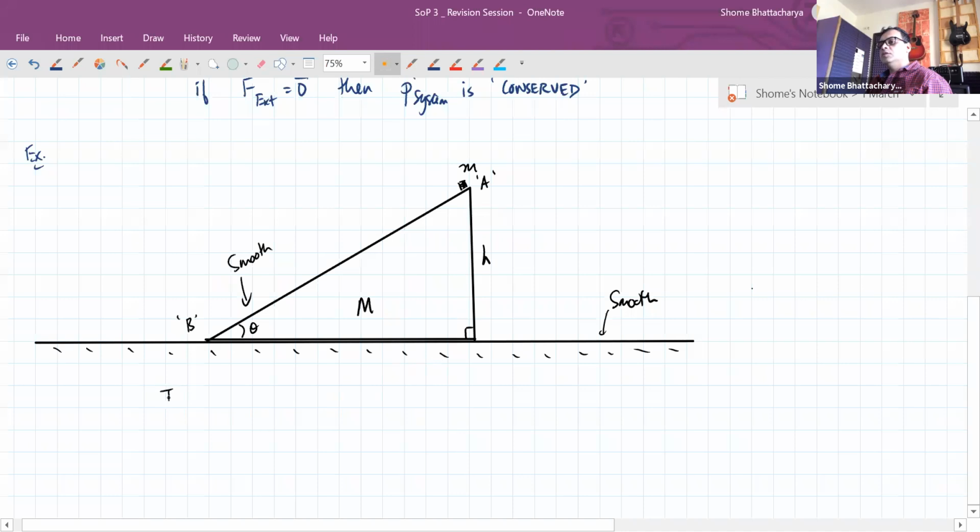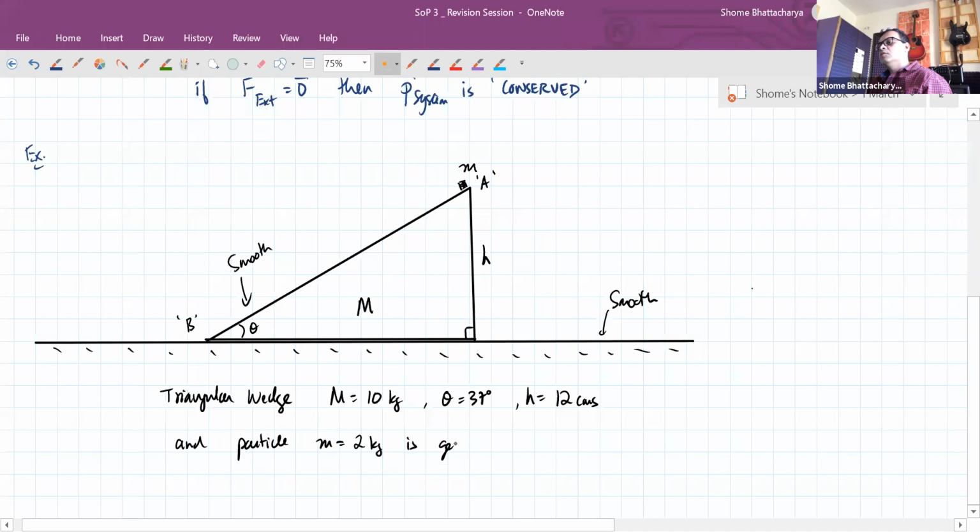Also given to us is the vertical height of this triangular wedge. The triangular wedge has a mass of, let us say, 10 kilograms, and the angle theta is 37 degrees. The height of the side column is, let us say, 12 centimeters. And a particle of mass 2 kilograms is gently released from rest at the top of its inclined surface.